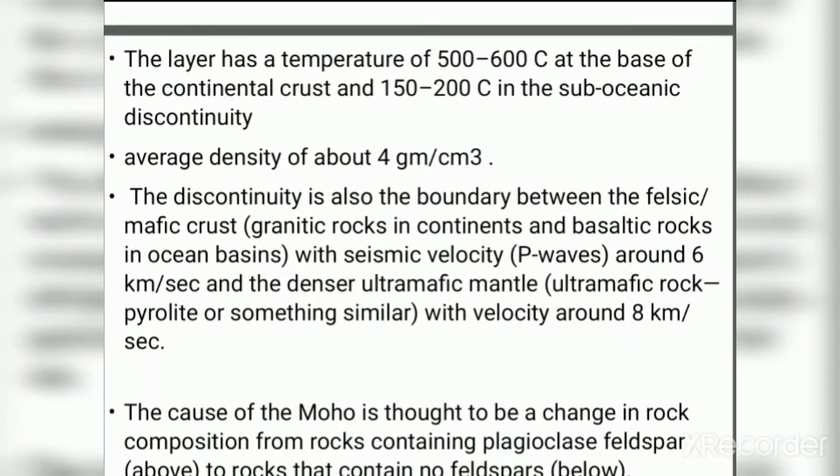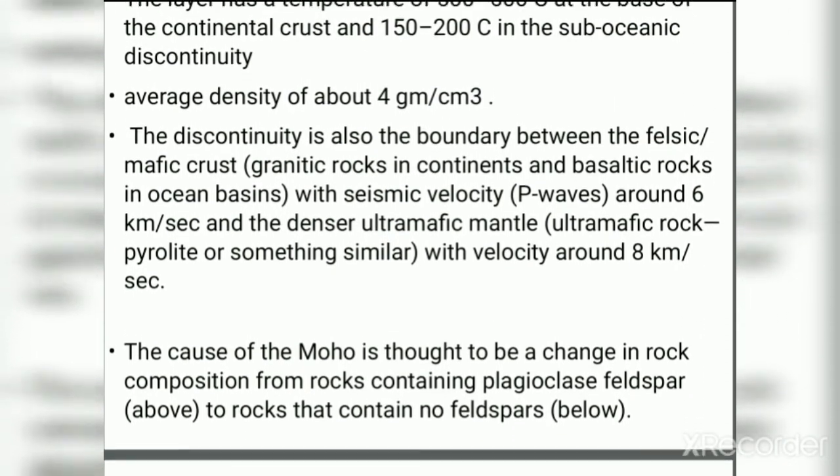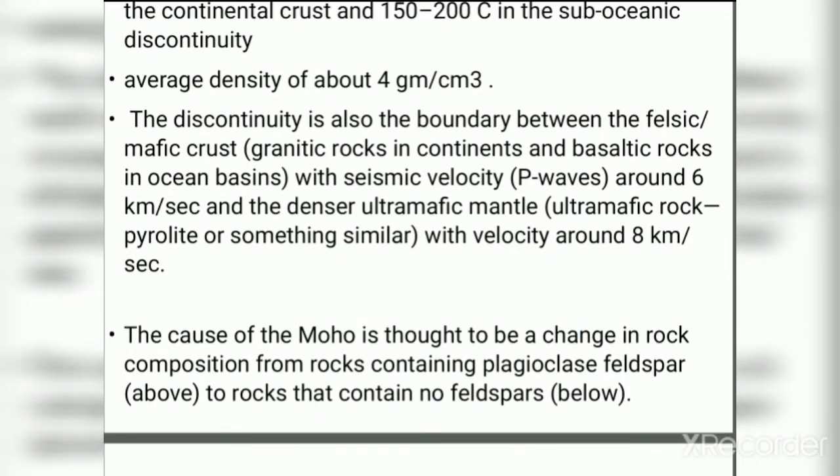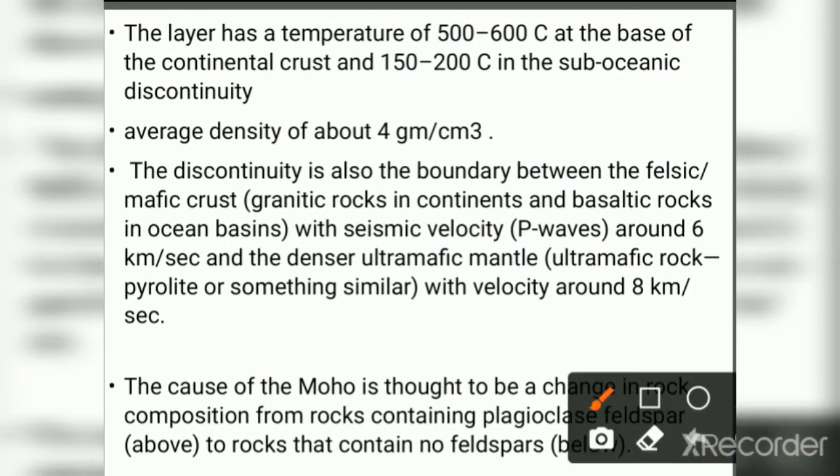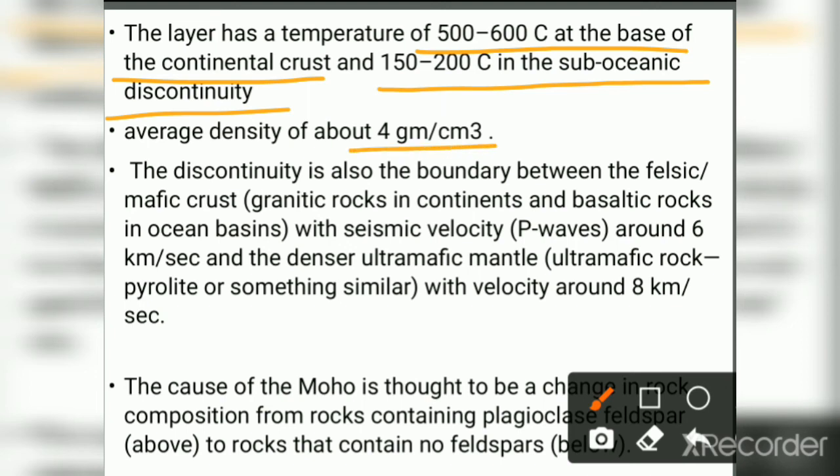The layer has a temperature of 500 to 600 degrees Celsius at the base of continental crust and 150 to 200 degrees Celsius at the base of suboceanic crust. Average density is about 4 gram per centimeter cube.